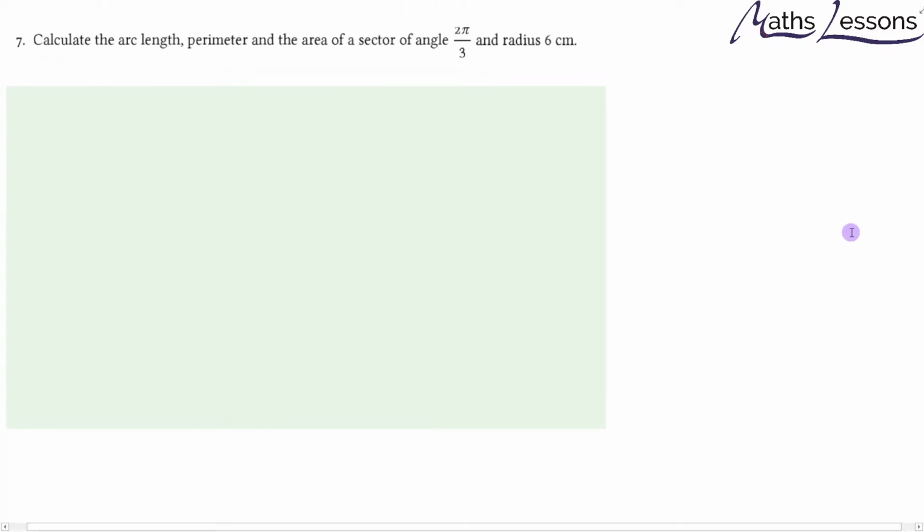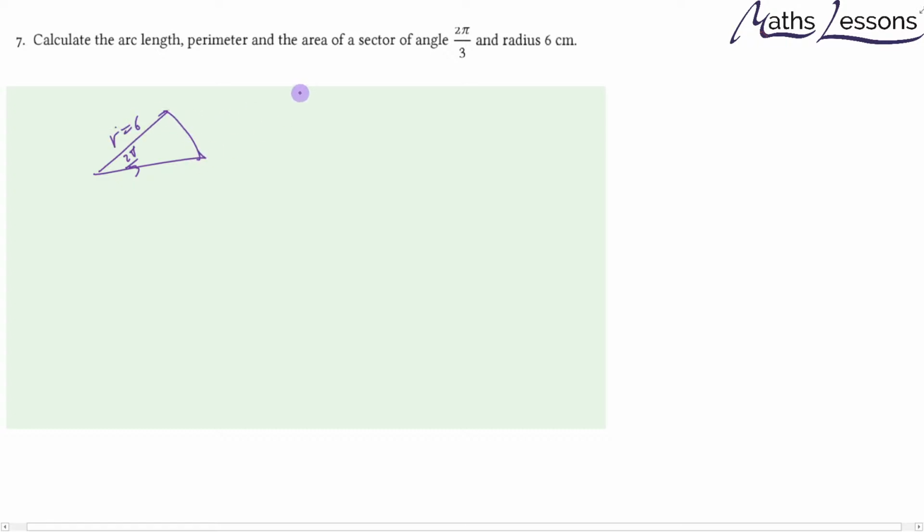Right, this question. So we want to calculate the arc length, perimeter, and area of a sector. Actually, it probably was a bit much to do in 1 minute. Sorry, I didn't realise there's 3 things. So we want to calculate the arc length. We've got a sector here. We know this angle is 2 pi over 3, and the radius is equal to 6.